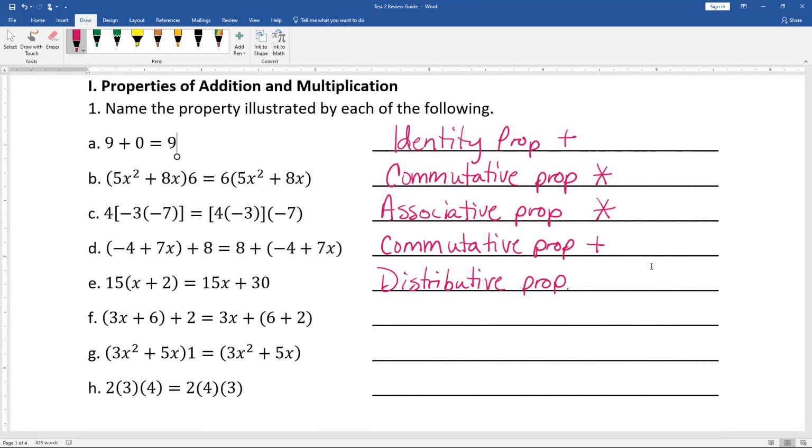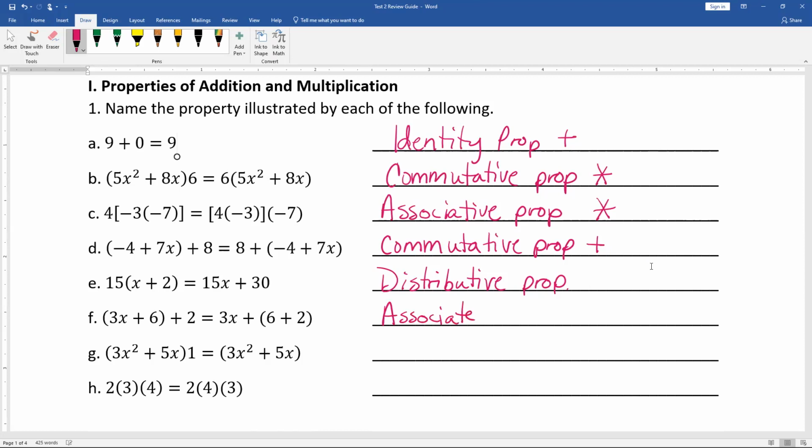Associative. Let's see, what have we changed? So we have a 3, a 6, and a 2 here. We have a 3, a 6, and a 2 here. So have they changed order? Yeah. What has changed? Order of operation, but they have not been moved around. They still are in the same order, 3, 6, 2, 3, 6, 2. So this is your associative.